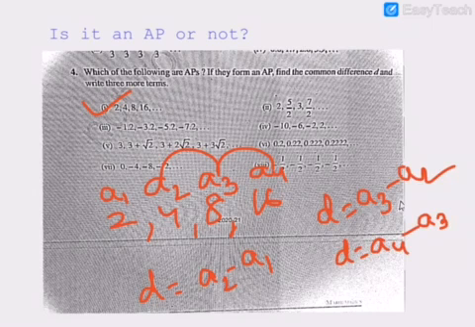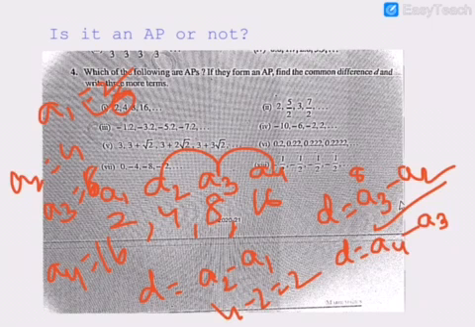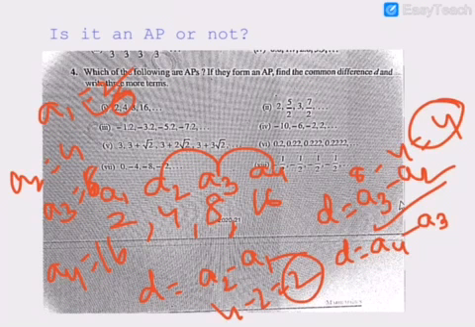For example, in the first case, what is the first term? A1 is 2. So let us see. A1 is equal to 2, A2 is equal to 4, A3 is equal to 8 and A4 is equal to 16. Now A2 minus A1, that is 4 minus 2. How much? You get 2. And again A3 minus A2 also we have to do. That is 8 minus 4. How much are we getting? 4. So every time we are supposed to get the same difference, but we are getting different differences here. So it is not an arithmetic progression.